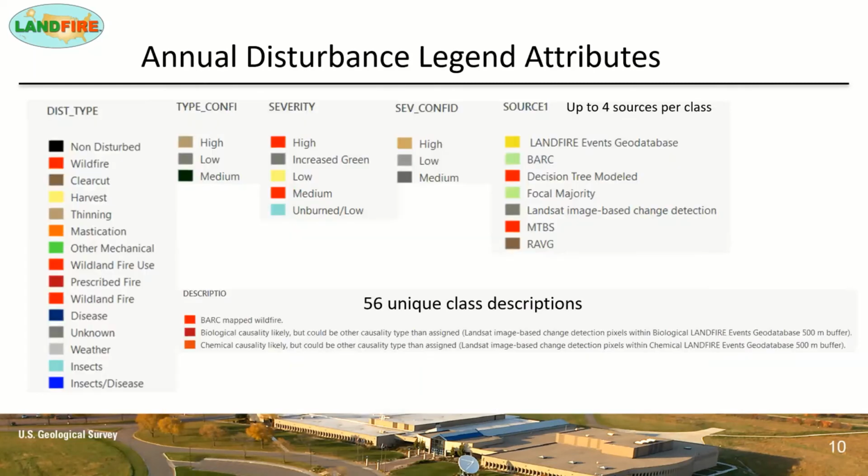And then we come up with an annual disturbance, and this is what you get in the legend. So for example, for 2016, you would open this up and these would be all the attributes that you would see. So the disturbance type, the confidence in the type, and that has to do with our prioritization, the severity, the confidence in the severity, and then up to 4 sources per class. So from all of those different sources that we use. And then there's actually really detailed descriptions that tell you exactly how we got to this particular disturbance on this particular pixel and where we got that information from.